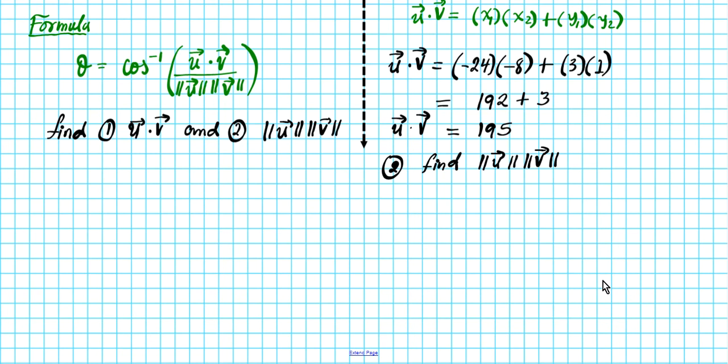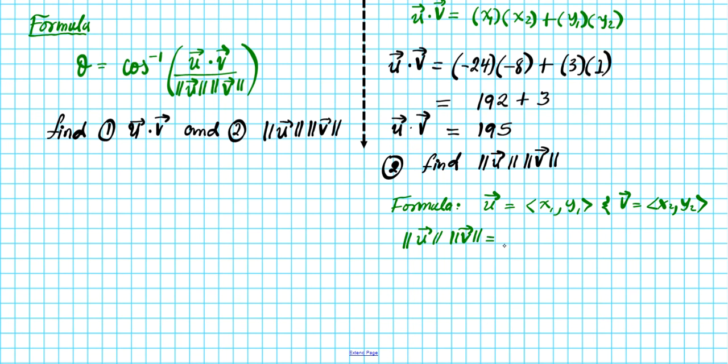Alright, so let's go ahead and write down what the formula is for that. Let's say we have vector u as x1, y1, and vector v is x2, y2. The product of the magnitude of both vectors just simply involves finding the magnitude of each individual vector and then multiplying the result.